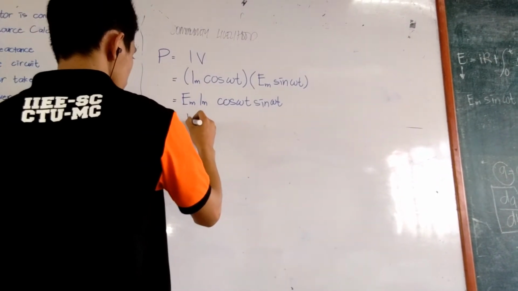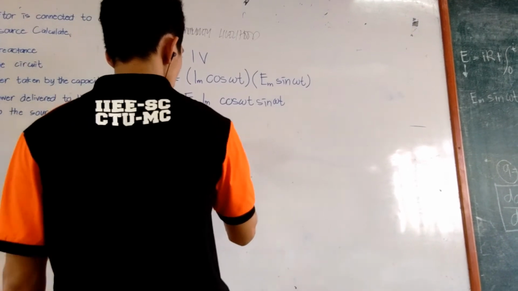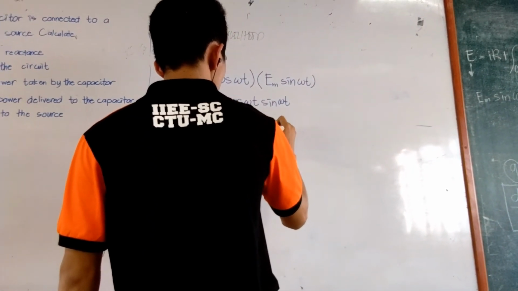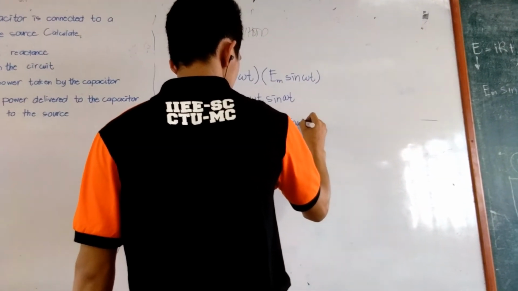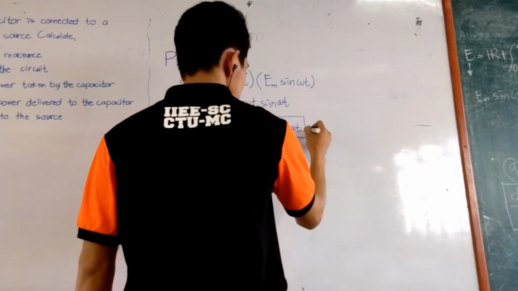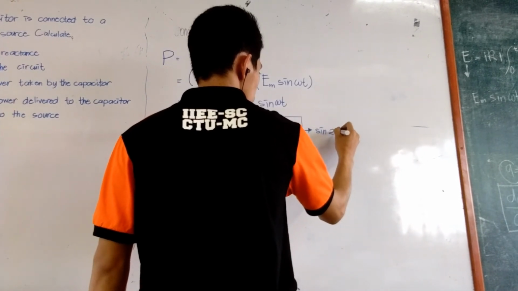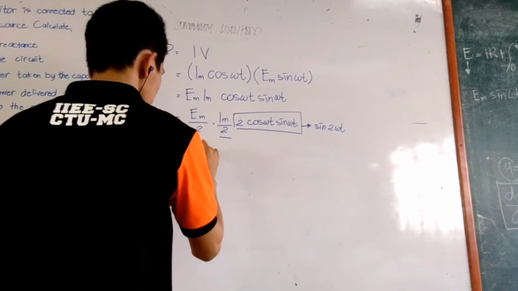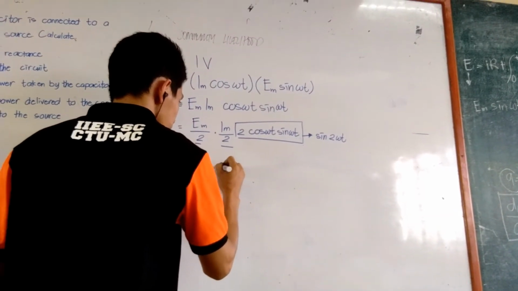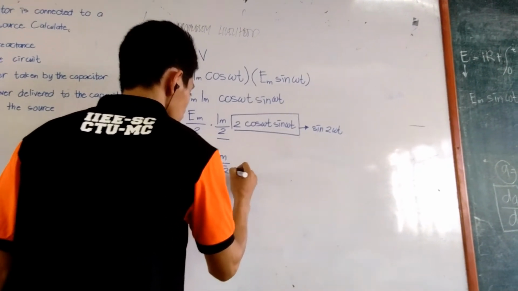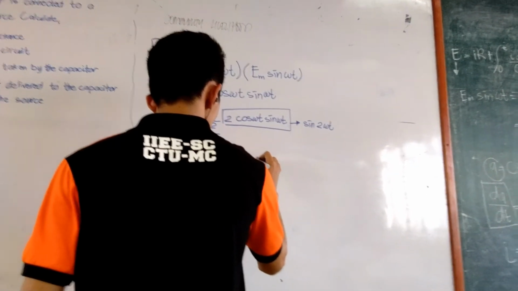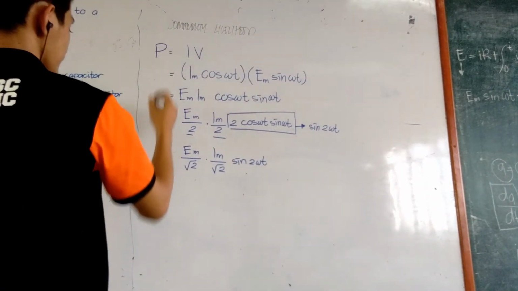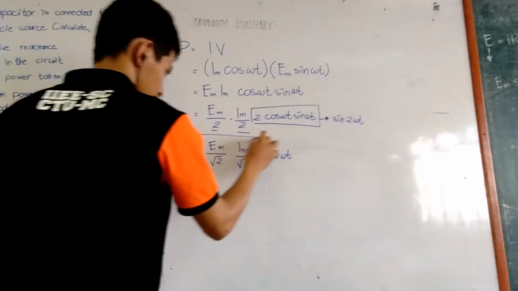It can also be rewritten into E of m over 2 times I of m over 2 times 2 cosine omega t sine omega t. Since this one is equal to sine 2 omega t, we can also rewrite these two into E of m over square root of 2 times I of m all over square root of 2 multiplied by sine 2 omega t. So this will be the formula of finding the instantaneous power in a capacitive circuit.